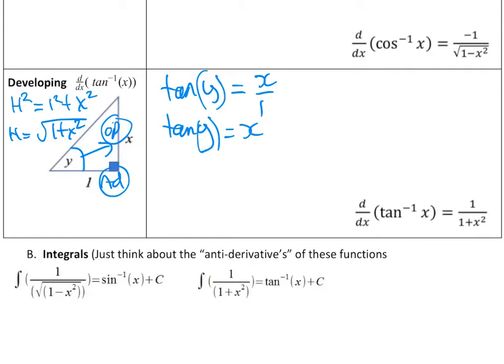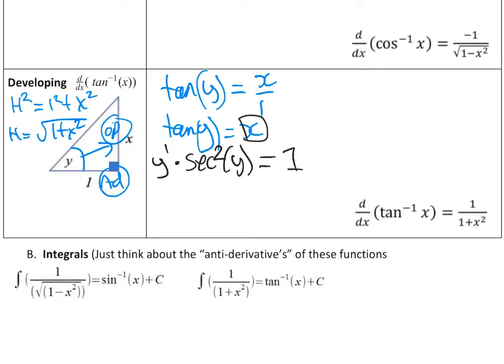Let's get the derivative now. So I'm getting the derivative of tan, but I'm getting the derivative of y, so I have to write y prime. So I'm going to write y prime first, and then the derivative of tan is sec squared y. And then the derivative of x is just 1.